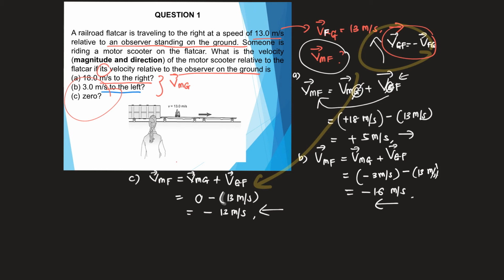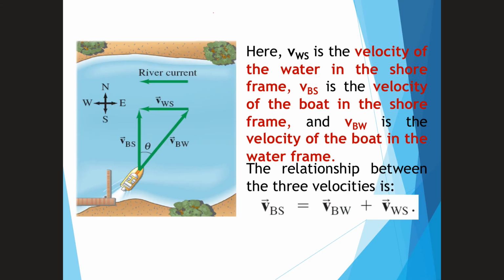Okay, so let's proceed to the next part, where we are going to talk about an example where the object is moving in two different components, one moving in the X component and another moving in the Y component. So basically it's the same thing. You need to come up with equations. Definitely you need to come up with the equation.